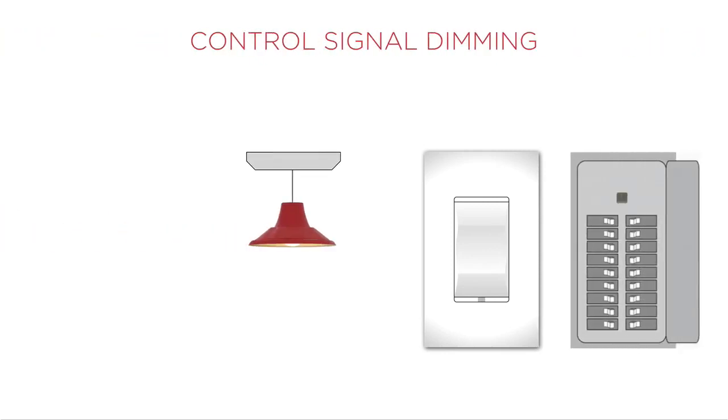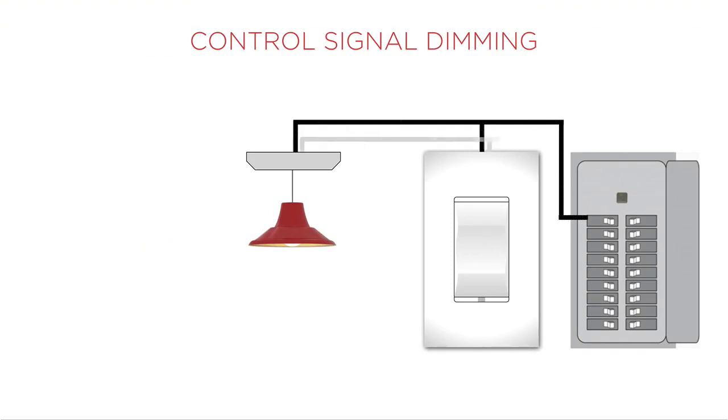Another dimming technology is control signal dimming. Instead of the dimmer controlling the flow of power to the fixture, like phase-cut dimming, in control signal dimming, the fixture and dimmer are independently powered. Analog or digital signals are sent to a fixture's ballast or driver, usually used with fluorescent or LED lights. The ballast or driver interprets low-voltage commands and dims the load itself.